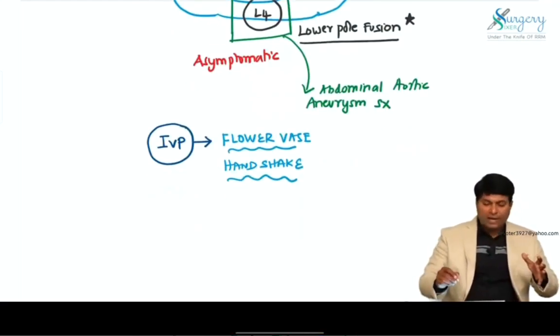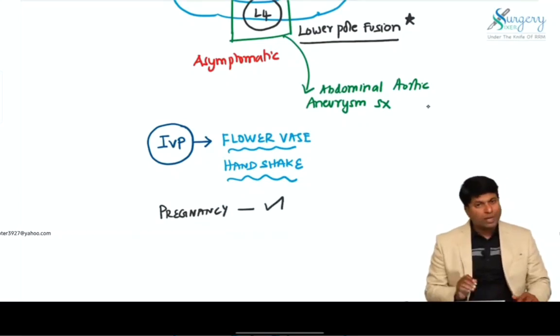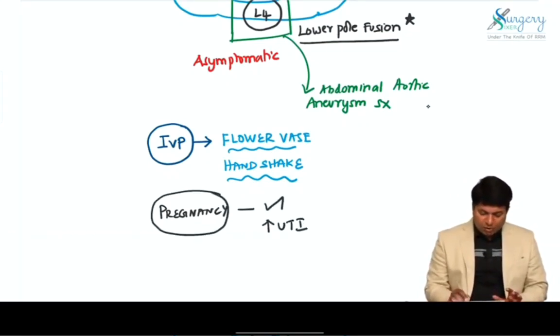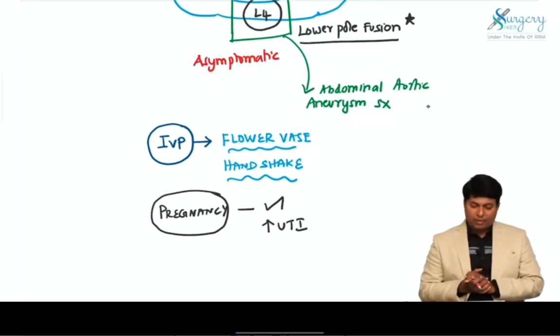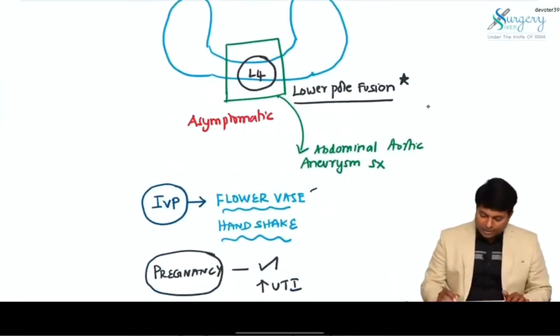And what about females with pregnancy? Can we allow pregnancy in these patients? Yes, you can allow. Nothing will happen except there will be an increase in urinary tract infection. So pregnancy is not a contraindication. Please remember, urinary tract infection is the only complication seen. Therefore pregnancy can be allowed for these patients. Pregnancy is not a contraindication for horseshoe kidney. So please don't forget, they show you flower vase or handshake appearance.